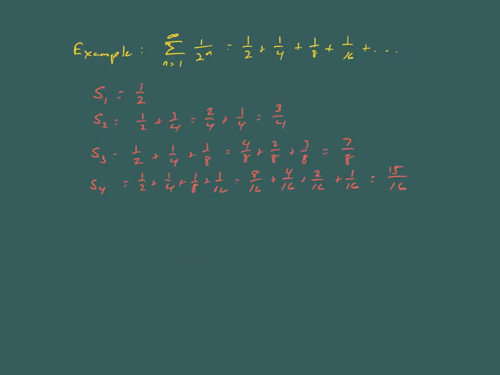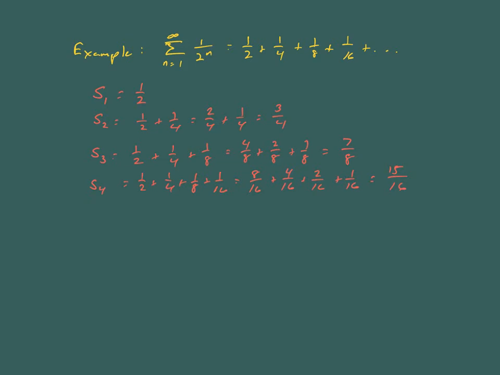So now let's take a look at an example. In this case, I'm taking the sum as n goes from 1 to infinity of 1 over 2 to the n. So it's going to be 1/2 plus 1/4 plus 1/8 plus 1/16 and so forth. If you take a look here, we have some of the partial sums. S1 is 1/2. S2, when I take 1/2 plus 1/4, I'll get 3/4. When I take S3, 1/2 plus 1/4 plus 1/8, I'll get 7/8, and S4 is 15/16. I could generate more by adding more terms.